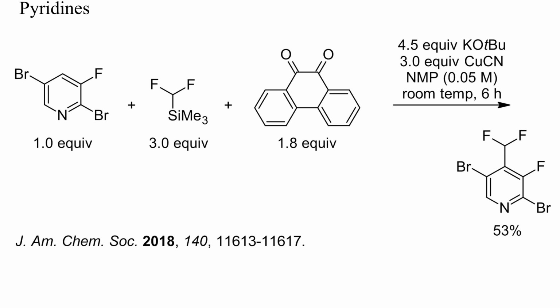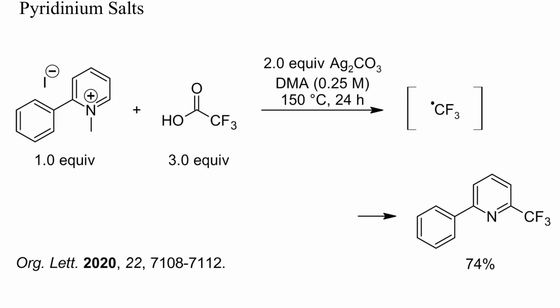Also, difluoromethyl silanes can yield difluoromethyl radicals upon oxidation. Here, phenanthroquinone was the oxidant, and both an excess of potassium tert-butoxide and copper cyanide were also required. No aromatic nucleophilic substitution of bromide occurred. In this example, oxidation of trifluoroacetic acid with silver carbonate yielded trifluoromethyl radicals, which added with high regioselectivity to an N-methylpyridinium salt. Nucleophilic attack of iodide or carbonate at the methyl group then brought about dealkylation.